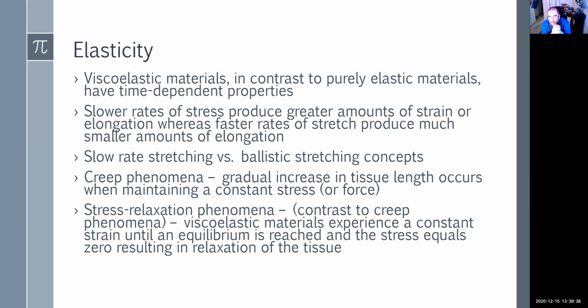So then we've got this stress relaxation phenomenon. It's a contrast to the creep phenomenon. Viscoelastic materials may experience a constant strain until an equilibrium is reached and the stress equals zero, resulting in relaxation of the tissue. Okay, that's a lot of words. What does this say? It says that a muscle itself, if you just let it sit, has the ability to elongate on its own with relaxation, right?